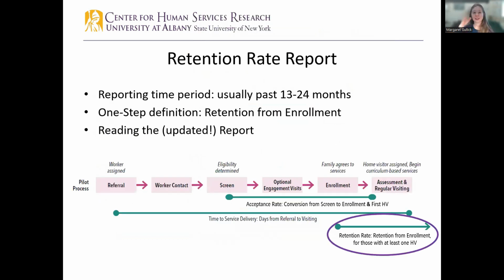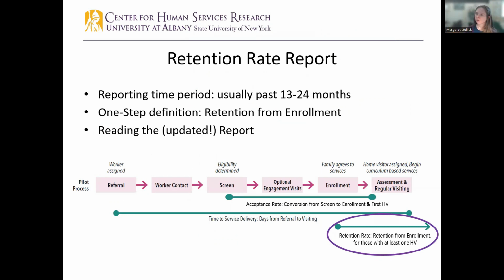All right, so that's it for the acceptance rate. We don't have as many factors anymore. It's shorter, but the ideas of how to read the report are the same as they were before. So let's go on to the retention rate report and first discuss the reporting time period with a couple of examples, since that actually tends to be the complex part about this report.